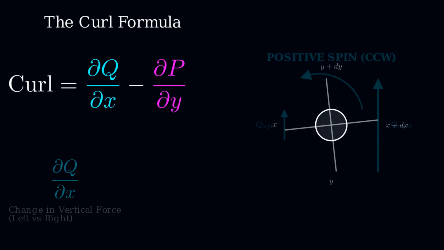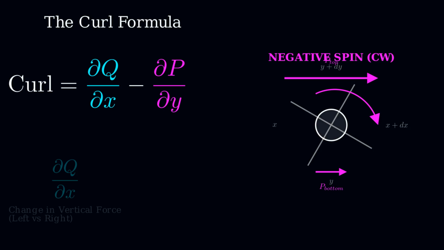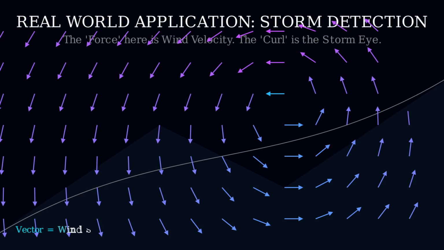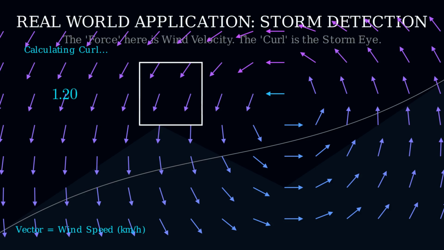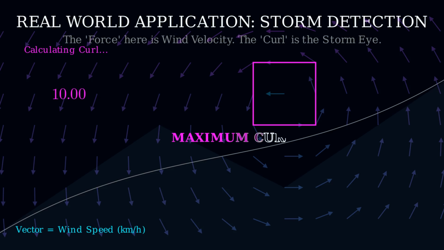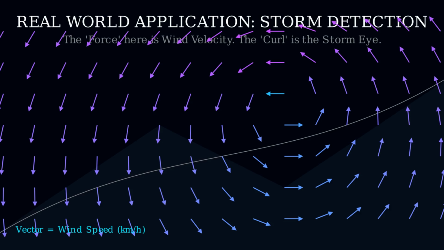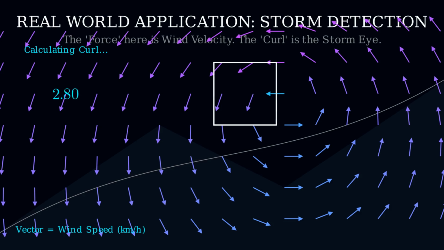Ultimately, the total curl is simply the difference between these two twisting forces. If they balance out, there is zero spin, but if one wins, we have curl. We deploy an AI scanner to analyze the wind field, calculating the curl at every coordinate. In safe areas, the air flows mostly straight and the curl remains near 0, but as we approach a disturbance, massive differential forces, fast air grinding against slow air, cause the curl value to spike.